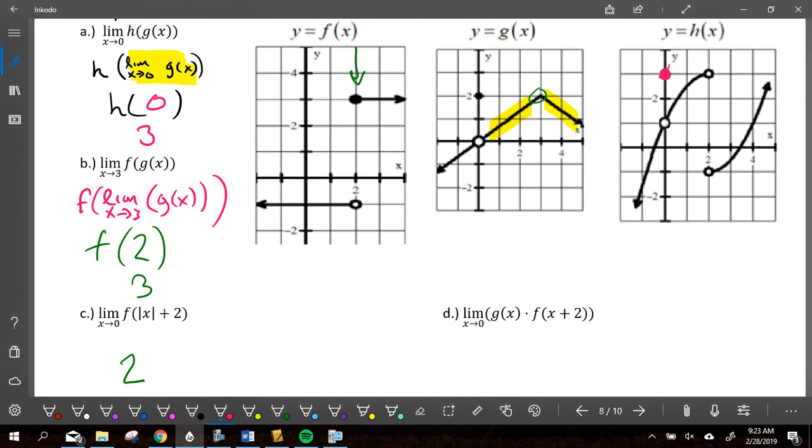And then if you look at the limit as f approaches x plus 2, or in other words, we're going to plug in 0 for x. We're really looking at the limit as x approaches 2. What is the limit as x approaches 2 on the f graph? It's D and E, right? Because I'm approaching down here and up there.